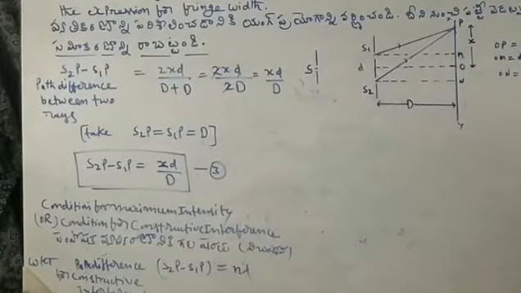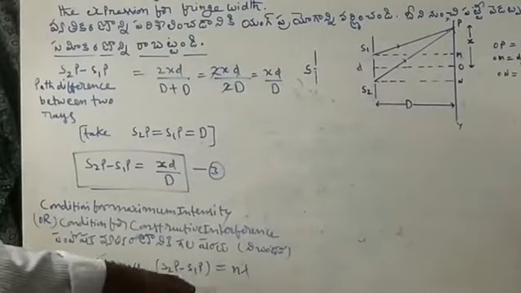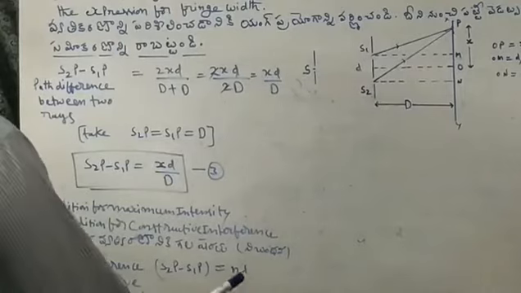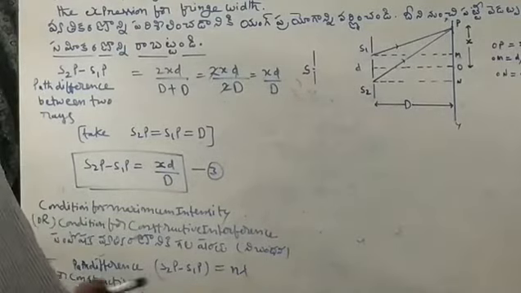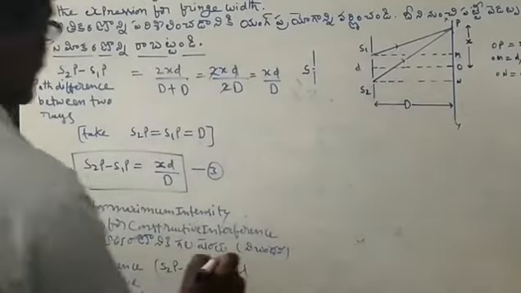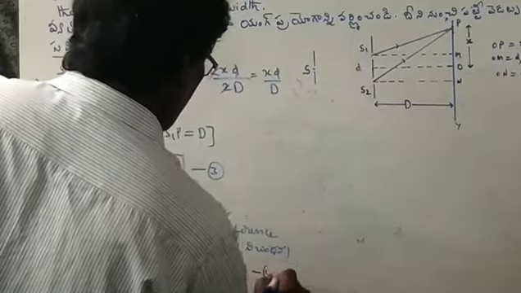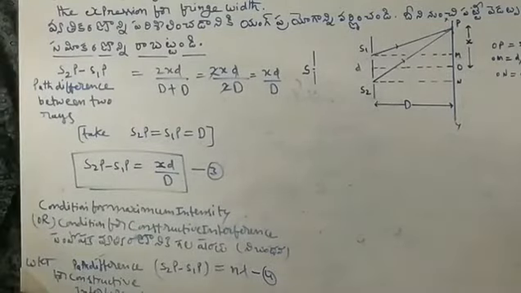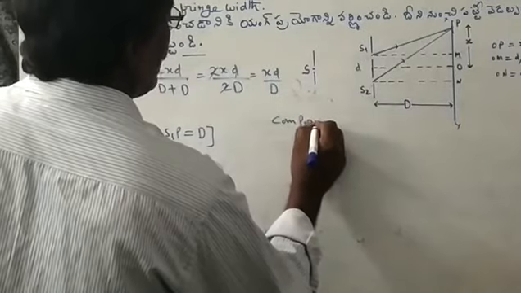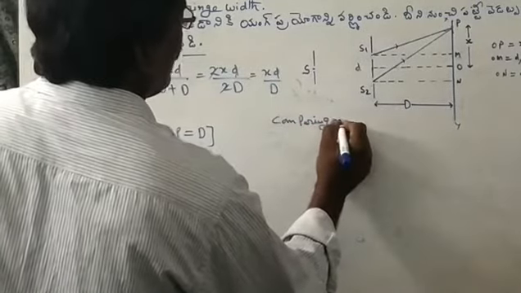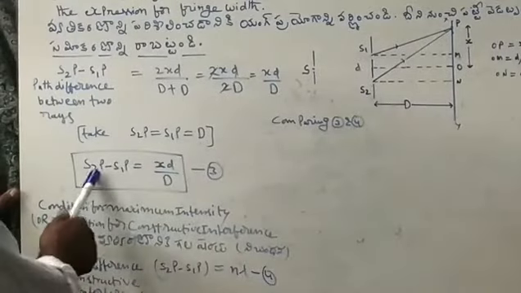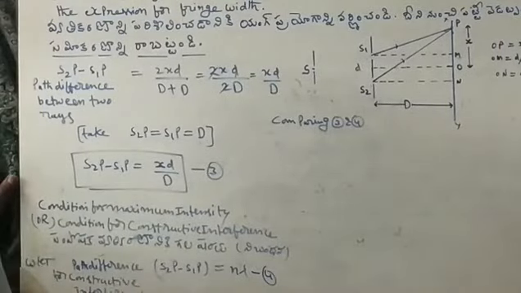The condition for constructive interference is S2P minus S1P is equal to n lambda, as already discussed. This is equation number 4. Comparing equations 3 and 4, the left sides S2P minus S1P are the same.